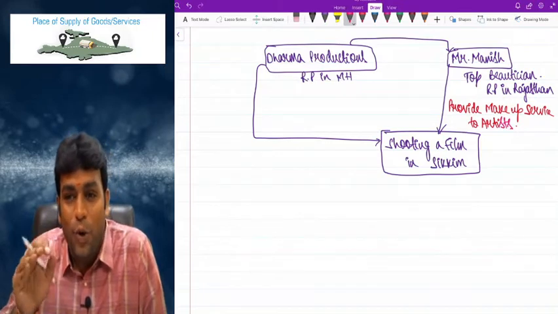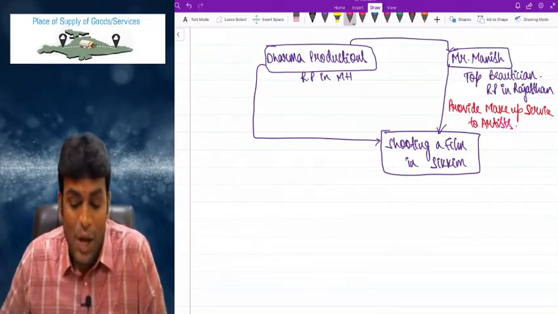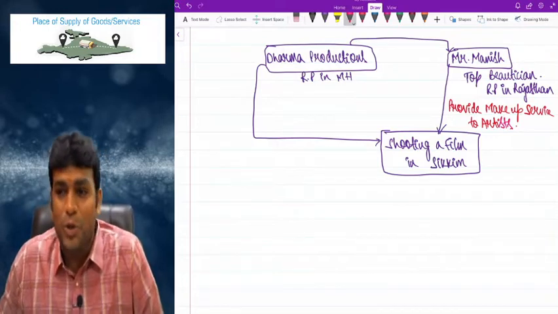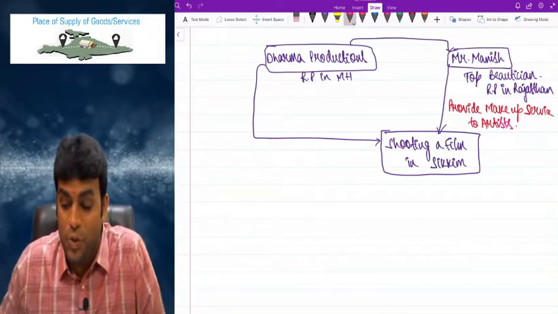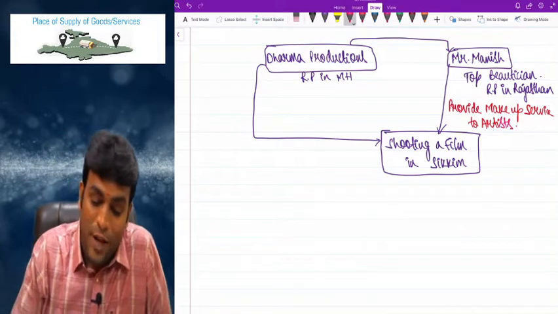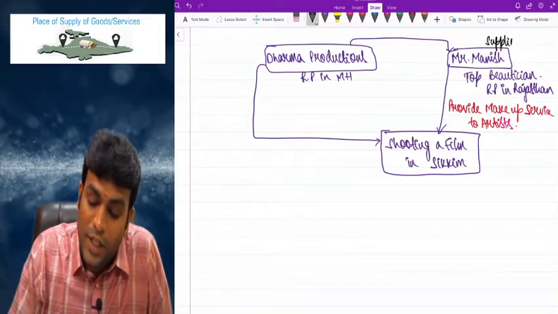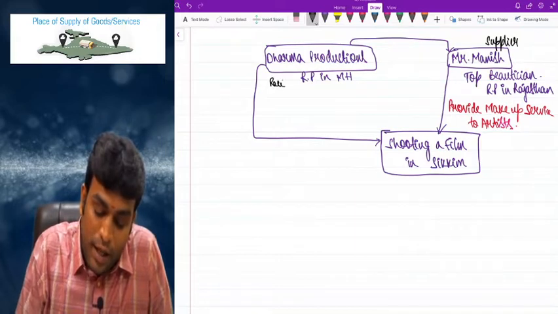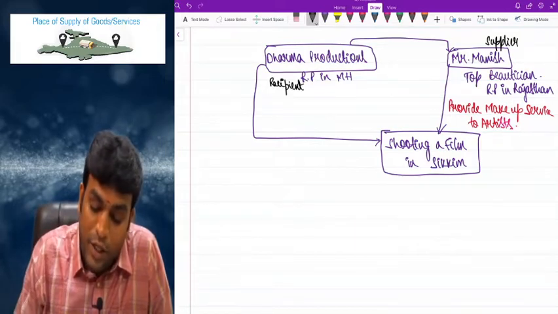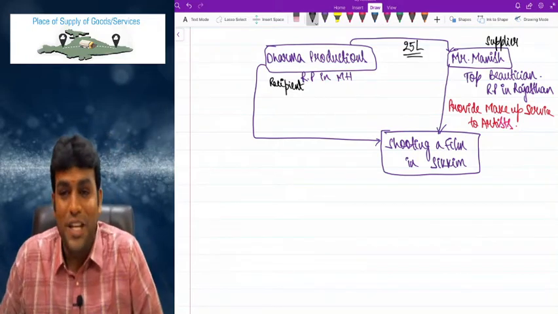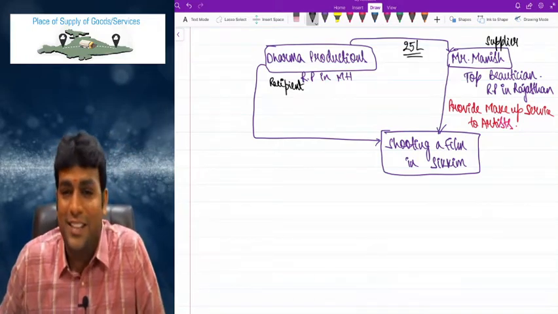So, my dear friends, who contacted whom? Dharma Productions contacted Manish to come to Sikkim and provide makeup service to the artist. If you observe here, who is the supplier? The supplier is Manish. Who is the recipient? The recipient is Dharma Productions, and they are paying 25 lakhs to Manish to provide makeup service to the artist.